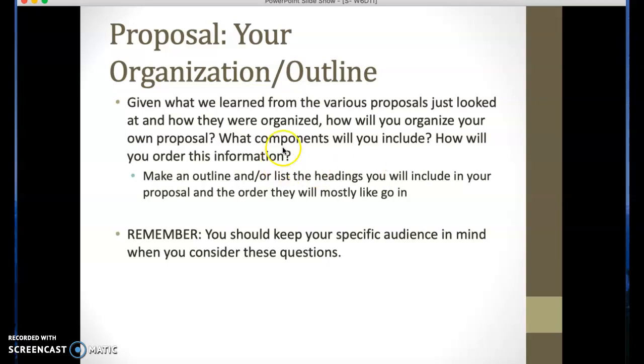So I also want you to make an outline and list the headings that you'll include in your proposal in the order that they'll most likely go in. And remember that you should keep your specific audience in mind when you consider these questions.